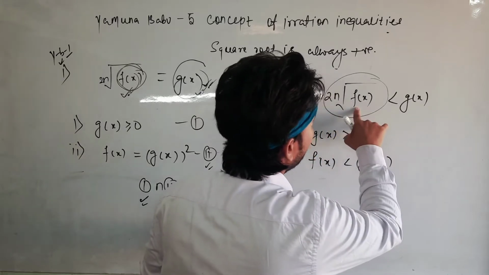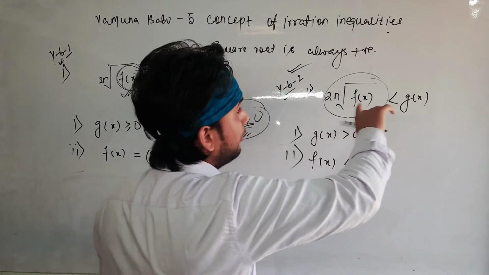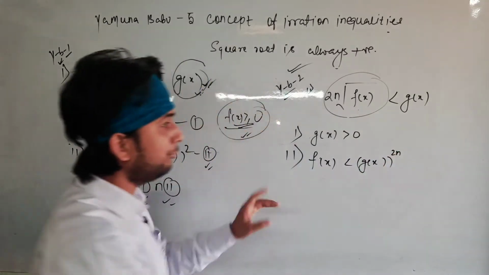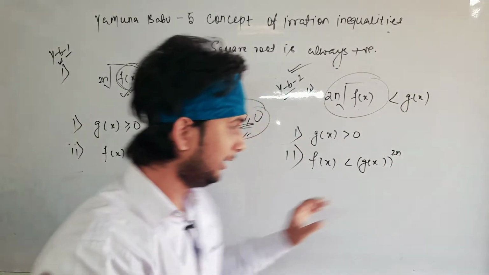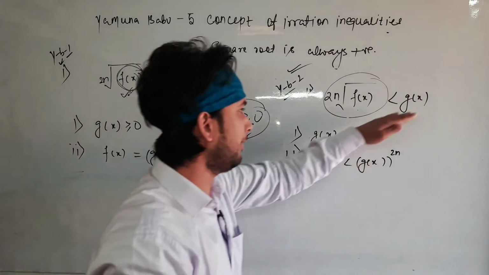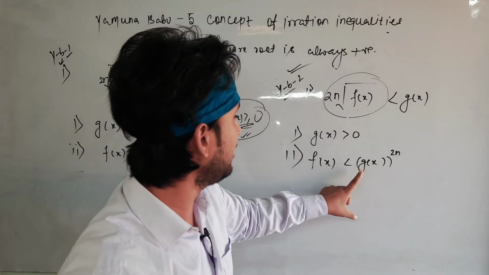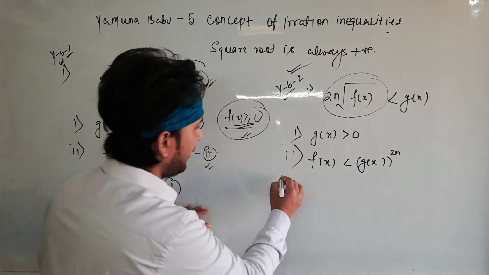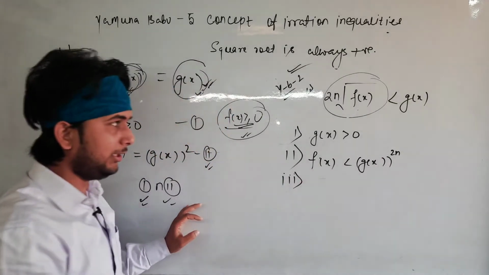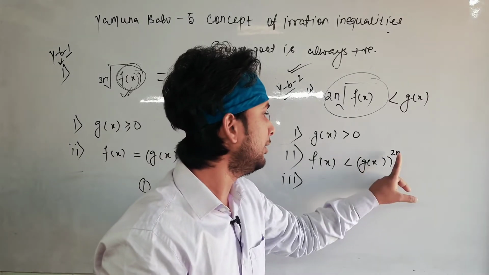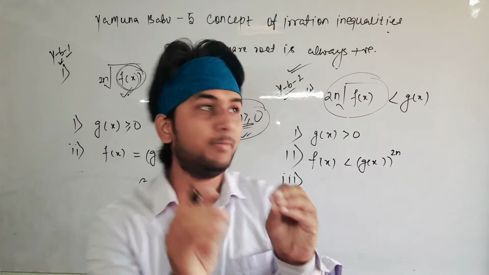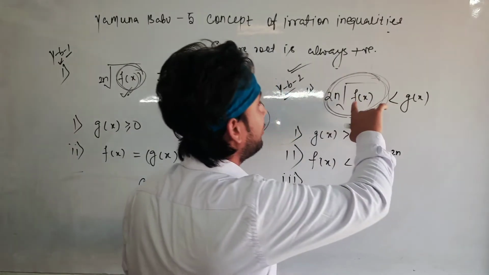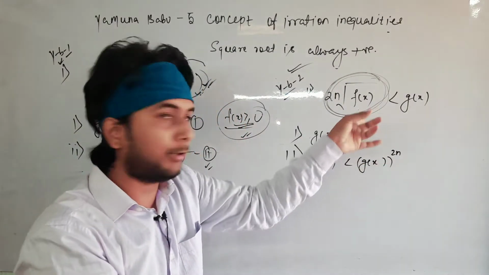Because a square root is positive and g(x) is positive, you have applied the whole square on both sides, then the 1 by 2nth power, or the 2nth power on both sides. It means that you have f(x) is less than g(x) to the power 2n. That's okay. And the third point is: you are saying f(x) is less than g(x) to the power 2n, but there is no information about the square root of f(x) from this inequality.